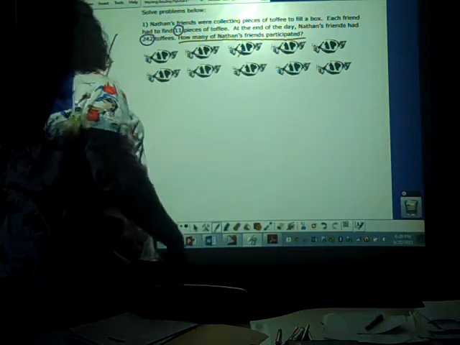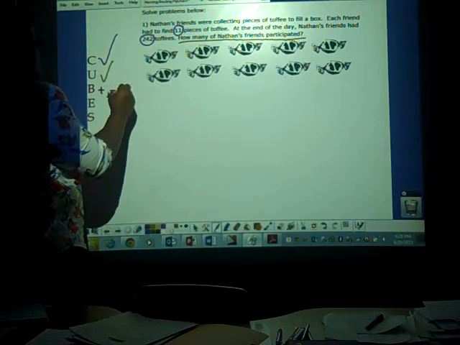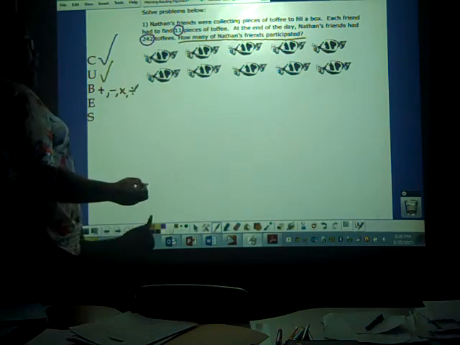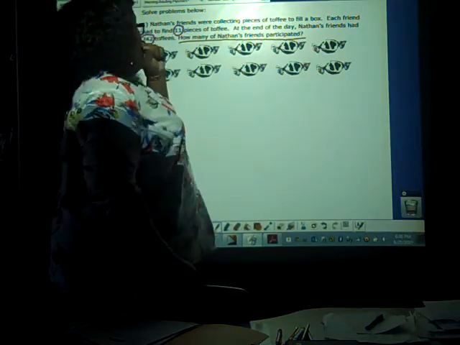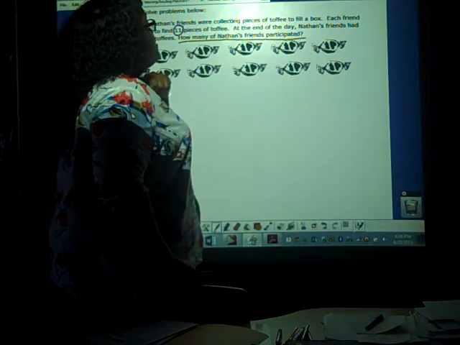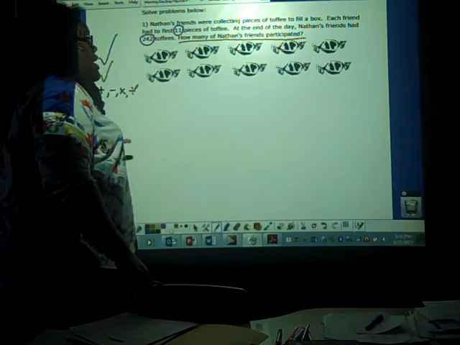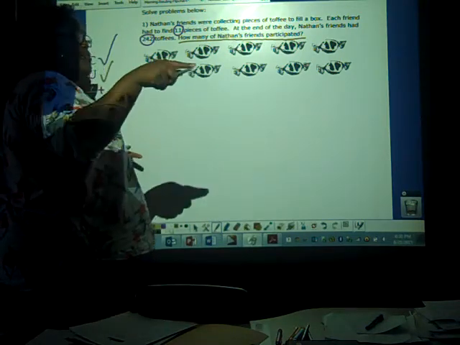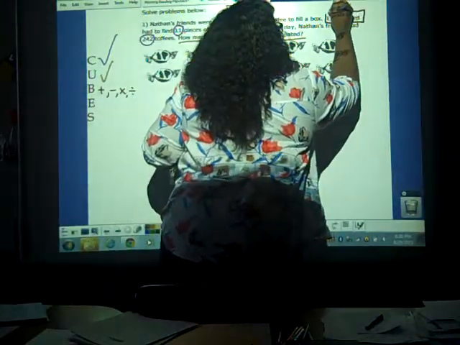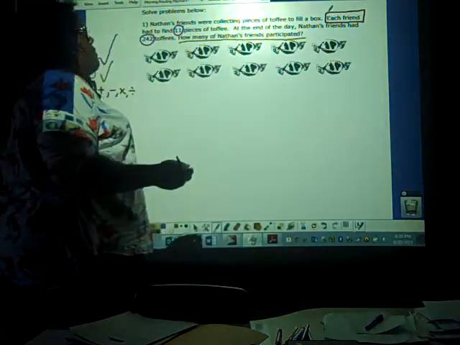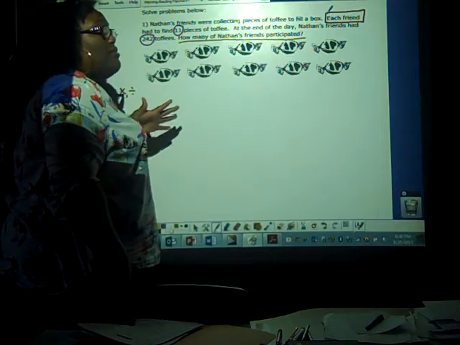Our keywords are going to tell us if we need to add, subtract, multiply, or divide, or do one or more of the others, okay? Nathan's friends were collecting pieces of toffee to fill a box. Go, Nathan. Each friend had to find, each friend, okay? I'm going to box that in because when I think of each, multiplication automatically pops into my head. For me.